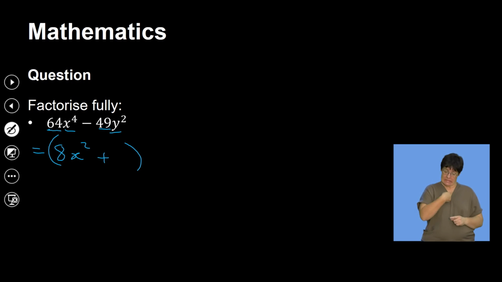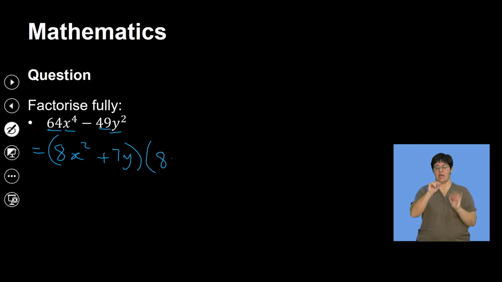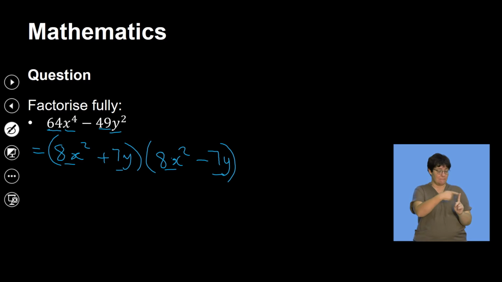Now here is a difference of two squares. Remember, this is a perfect square. 49 is also a perfect square. X to the 4 is a perfect square. Y to the 2 is a perfect square. So this will become 8x squared minus, so I said you must start with a plus, right? So let me do what I said you should do. 7y there. In the other bracket, it becomes 8x squared as well, minus 7y. Remember, guys, the brackets must have the same things, but with different signs. That's how you factorize a difference of two squares.